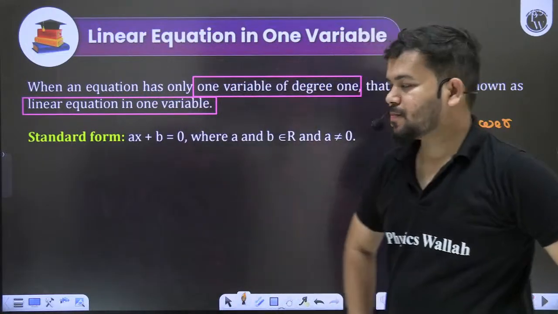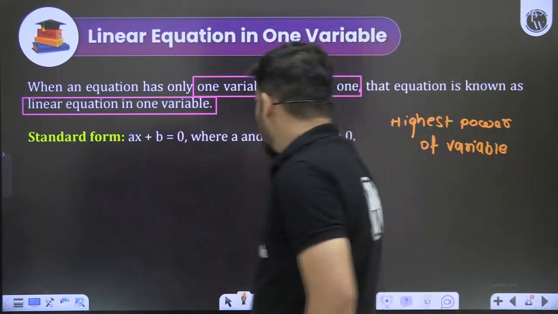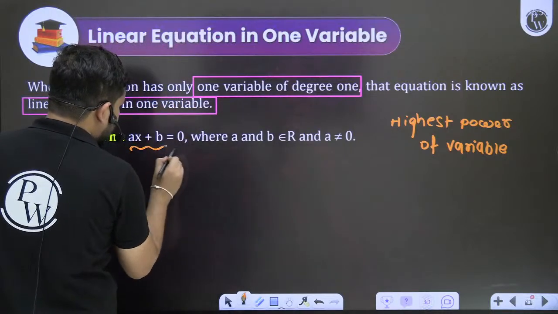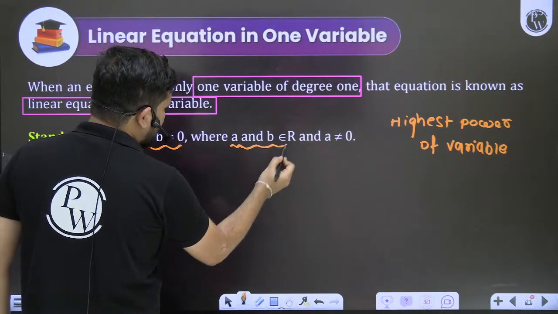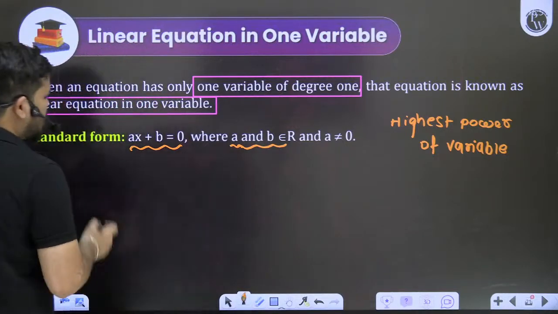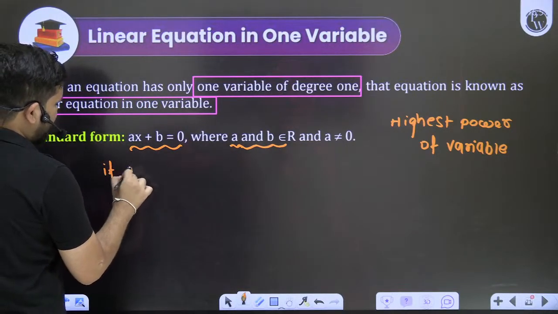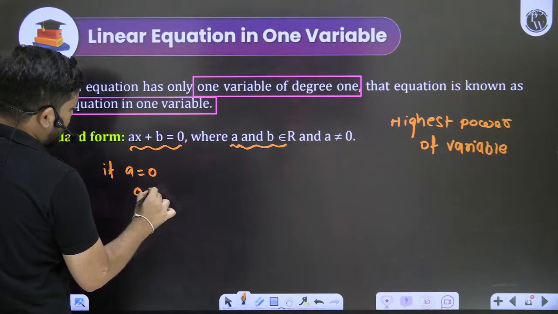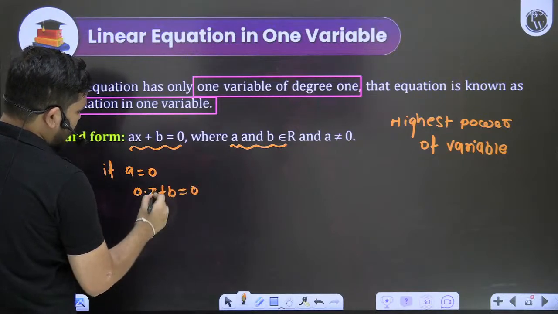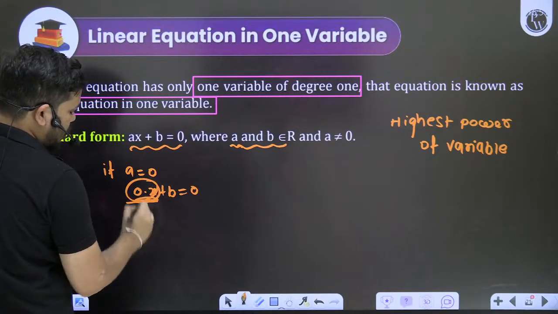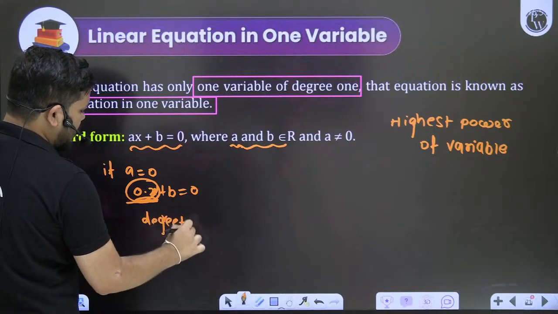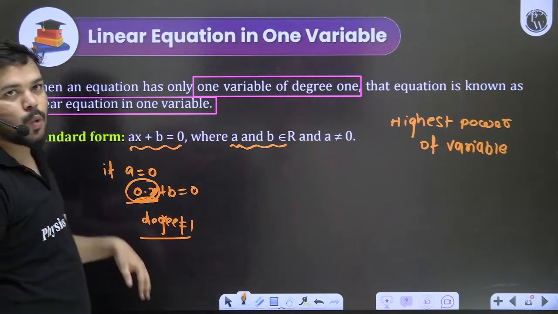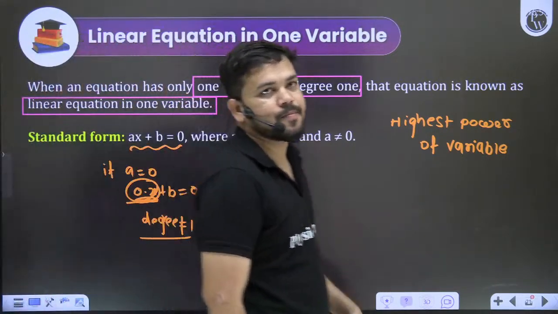Understood? Right? So you can see here this will be in the form of ax plus b equal to 0. Here a and b belong to the real numbers, and a should not be 0. If a is equal to 0, then 0 into x plus b equal to 0, the x term goes to 0, and the degree cannot be equal to 1. If the degree is not equal to 1, this is not a linear equation.